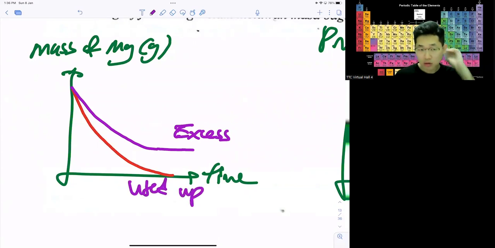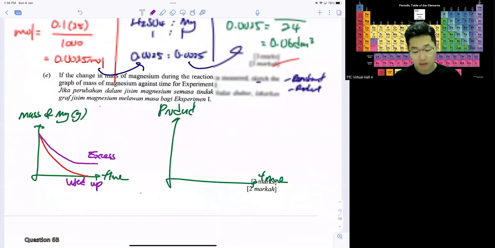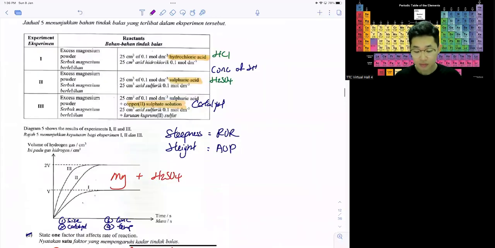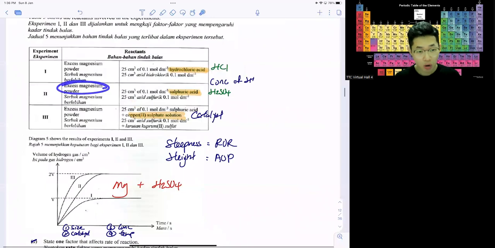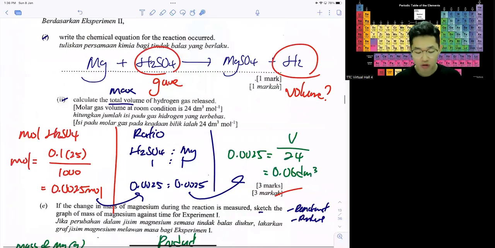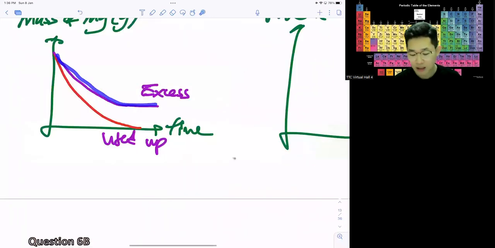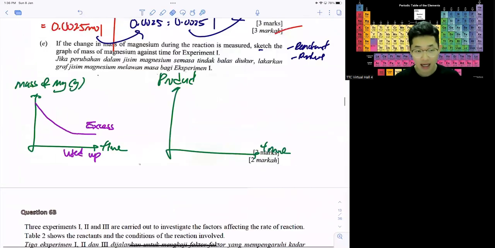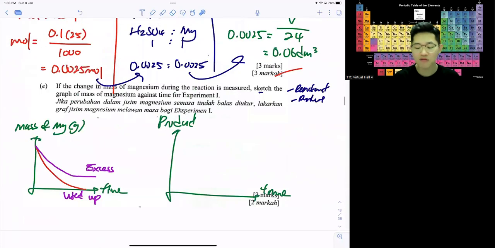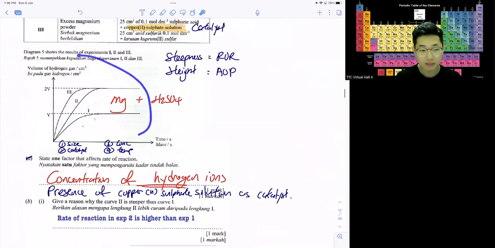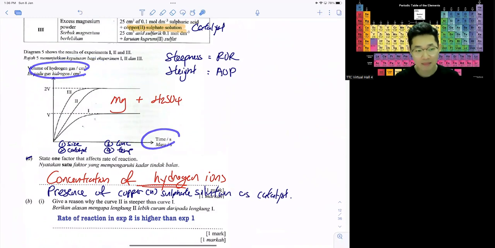So how to know? Go back to the question. Magnesium, you see what they say? Excess. So excess, we are supposed to draw the purple one. Okay, then if it is a product time graph, it will be this one. Volume of hydrogen gas against time.